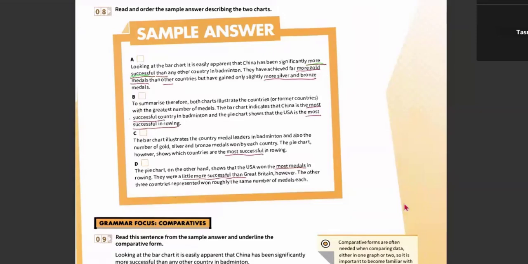More. Right. And for superlative? Most. Very good. So whenever they're asking for the comparative form, you have to keep in mind that you have to look for the word more or than so that you can understand that they are being compared. But if you see that it uses most, you have to understand that this is the superlative form, right? So look through the sample answer and find out the comparative forms that are used in the whole passage.